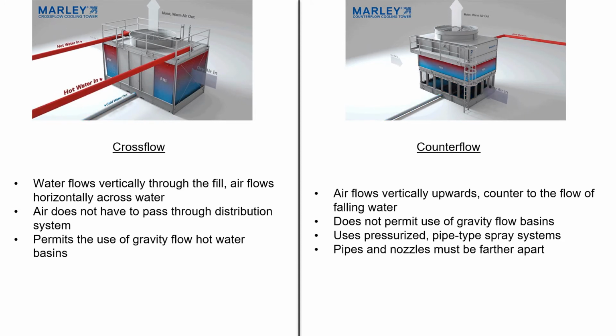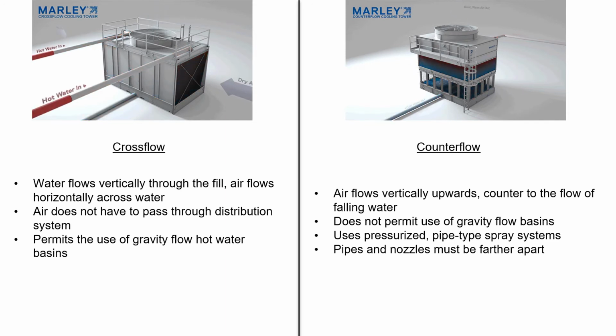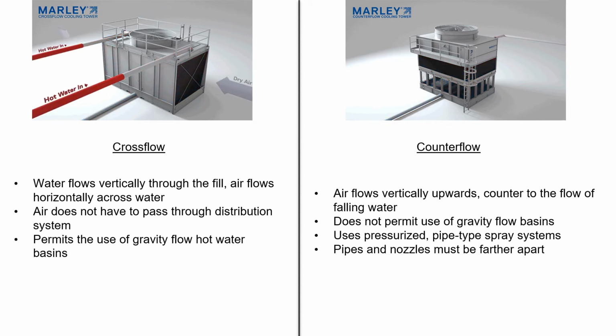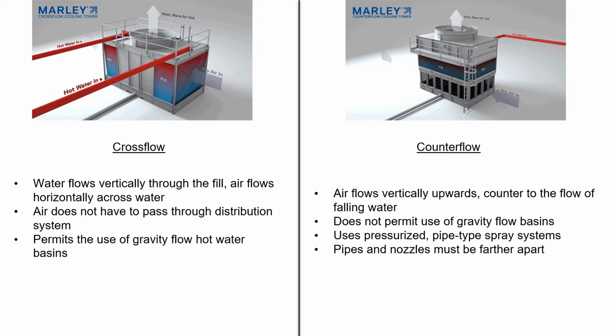In counterflow towers, they are designed so that air flows vertically upwards, counter to the flow of falling water in the fill. Because of this vertical airflow, it is not possible to use the open, gravity-flow basins typical in cross-flow designs. Instead, counterflow towers use pressurized, pipe-type spray systems to spray water onto the top of the fill. Since air must be able to pass through the spray system, the pipes and nozzles must be further apart so as not to restrict the airflow.